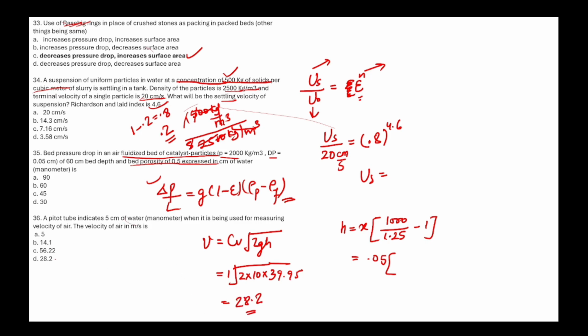28.2 is the answer. Okay. Hope you will get this question. Something you will calculate H from here. Then put the value of H here. See, this is 5 centimeter of water manometer, that means the manometer contains water. And this H is the height of the flowing fluid in the manometer, and the flowing fluid is air. We have to find the velocity of air. This concept I have told you in the previous questions you are solving. So I hope you will understand this. So 28.2 is the answer.